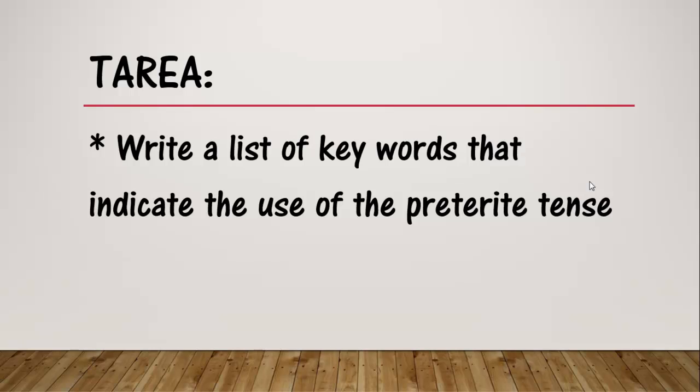Okay, so what I would like you to do for homework is underneath your notes, just anywhere on your notes page, write a list of key words that indicate the use of the preterite tense. We learned a whole bunch of them in Spanish 1 and in Spanish 2. The reason this is important is because we do have another past tense that you learned last year, which is called the imperfect, and that has a different set of indicator words. So again, write a list of key words that indicate the use of the preterite tense in Spanish. Again, I want these phrases to be Spanish phrases that you have learned.